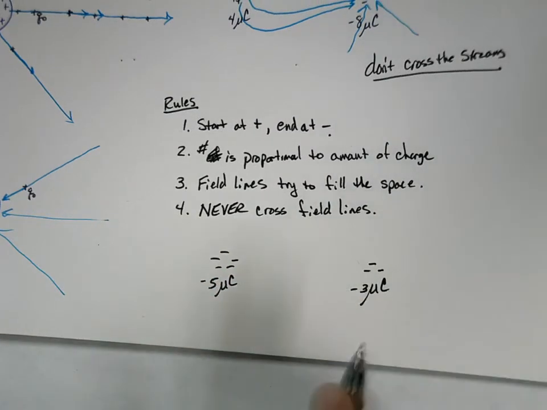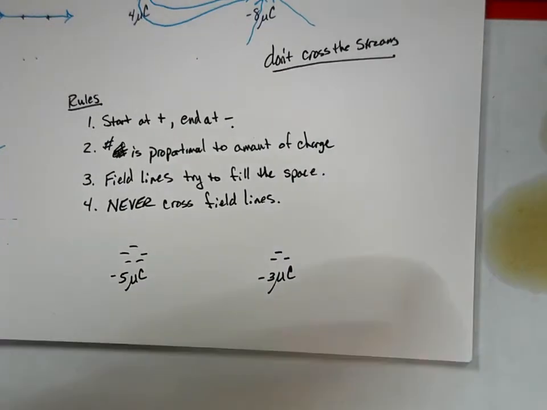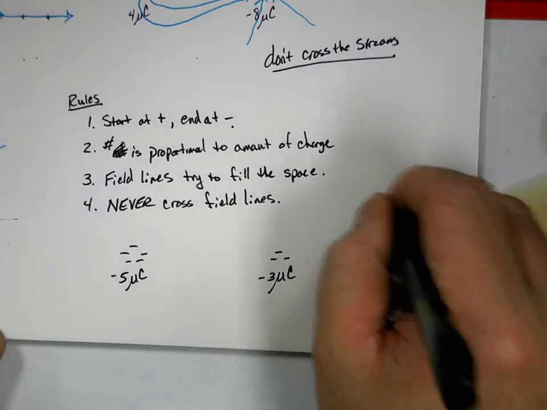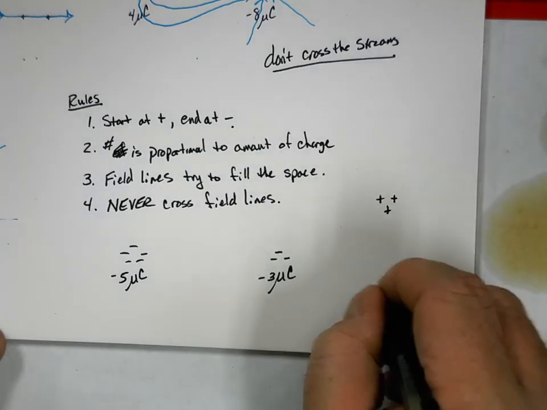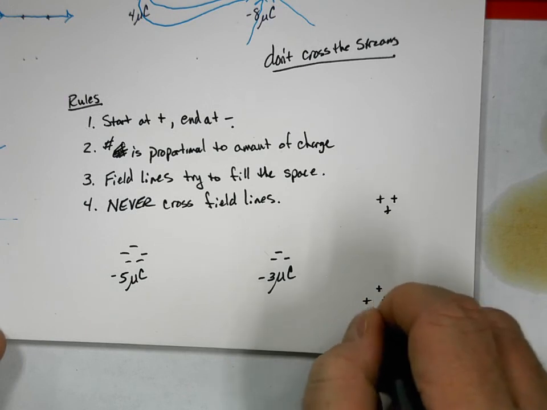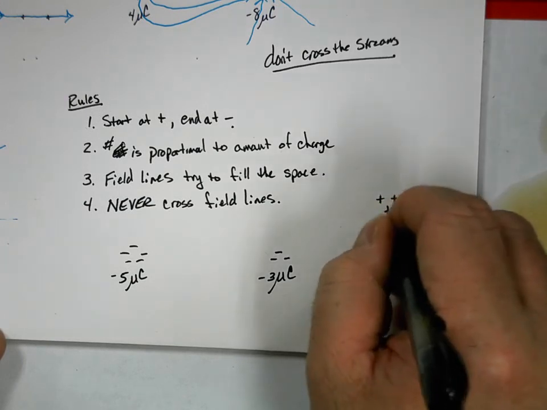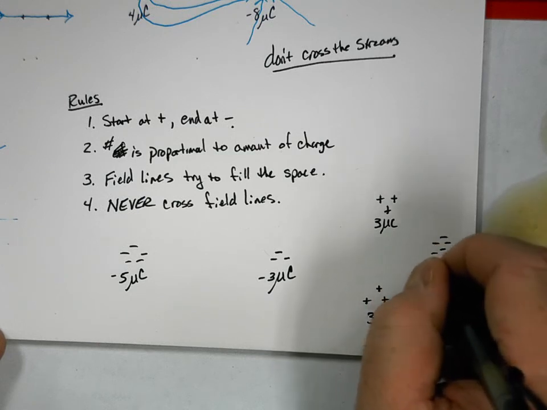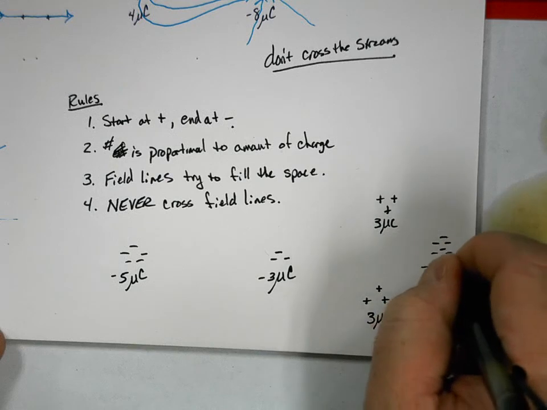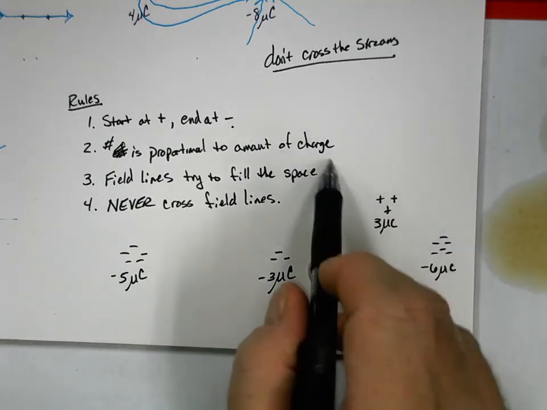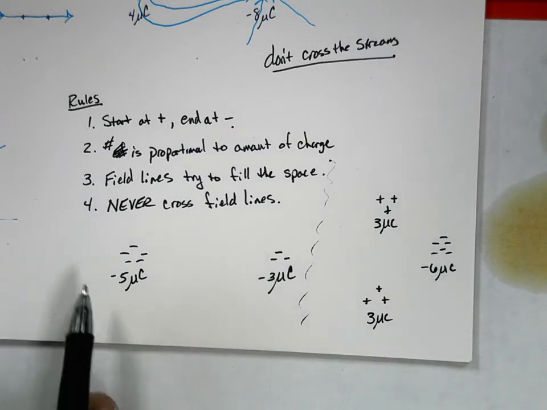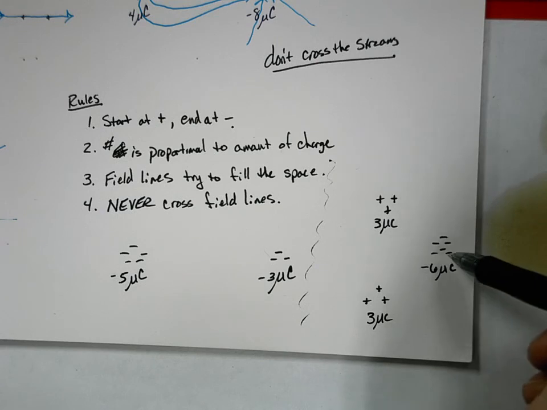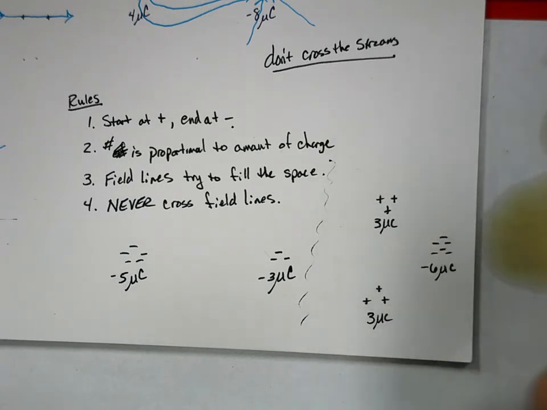The other one, so there's two practices. One is this, the other one is you have a... okay, so you have two different situations here. You have negative 5 microcoulombs, negative 3 microcoulombs, then 3 microcoulomb, 3 microcoulomb, negative 6 microcoulomb. These three. Okay, and that is the end of this lecture.